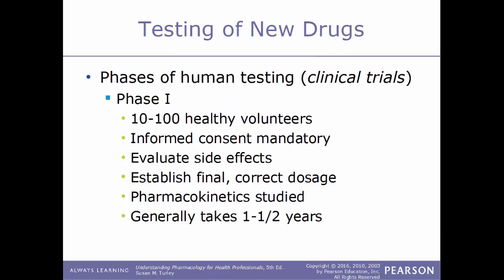Now when it comes to testing drugs on humans, there are multiple phases. These are called clinical trials. The first one, phase 1, will be done on anywhere between 10 to 100 healthy volunteers, and it is mandatory that they have informed consent. In this phase of the trials, you're looking to evaluate any possible side effects to establish the final and the correct dosage for what you're trying to treat. And you also are testing for pharmacokinetics. How well is this drug being absorbed and distributed and metabolized throughout the body? And this phase of the trials will take between 1 to 1.5 years.